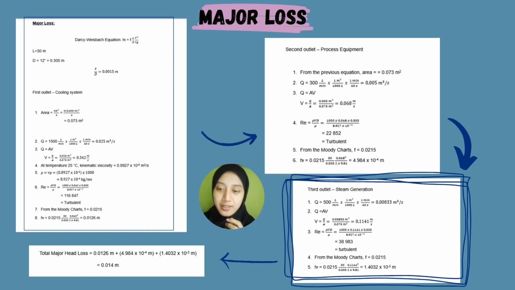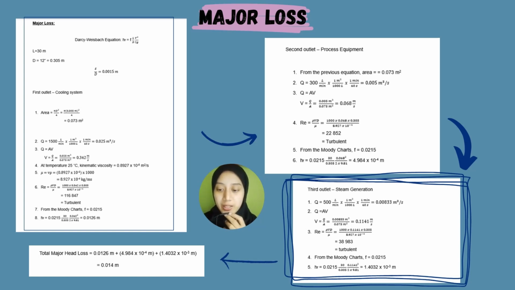To calculate the major head loss, we use the Darcy-Weisbach equation, which is hf equals f times L over D times V squared over 2g, where f is the friction factor, L is the length, D is the diameter, V is the velocity, and g is the gravitational acceleration. For the first outlet, which is the cooling system, first we have to find the area, which equals pi D squared over 4, and the diameter is 0.305. So the area equals 0.073 square meters.